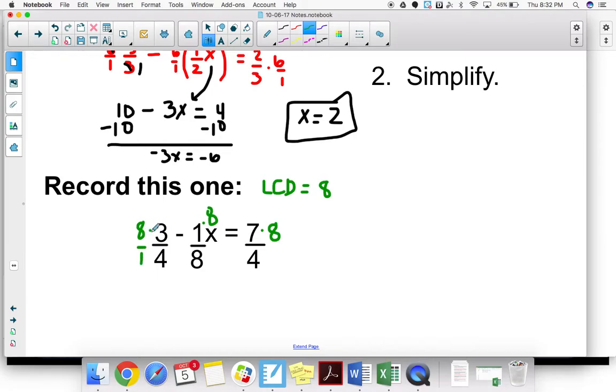Okay, so let's simplify. 8 times 3, you can put this over 1 if you want. 8 times 3 is 24. 24 divided by 4 is 6. Okay, minus 1 times 8 is 8. 8 divided by 8 is 1.